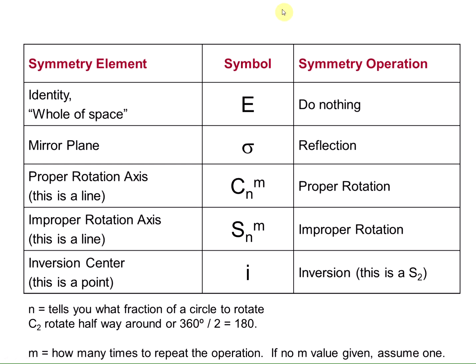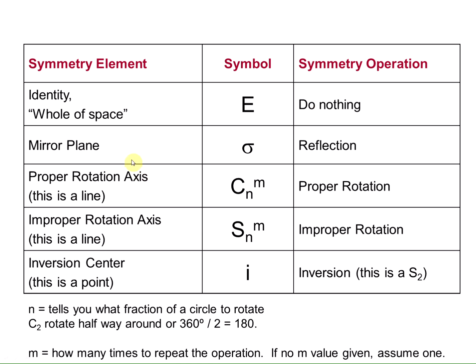So here we're just going to look at some of the types of symmetry elements, their symbols, and their operation. So the first one we want to look at is the identity, or the whole of space, and its symbol is capital E. And basically this operation is to do nothing to it.